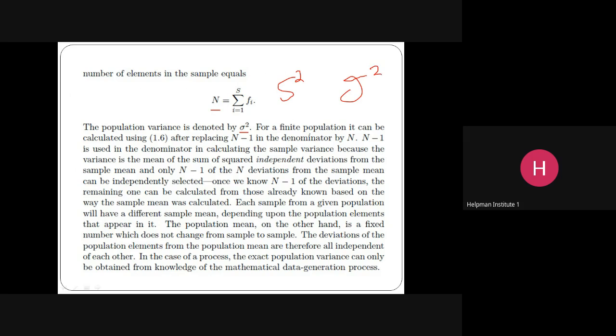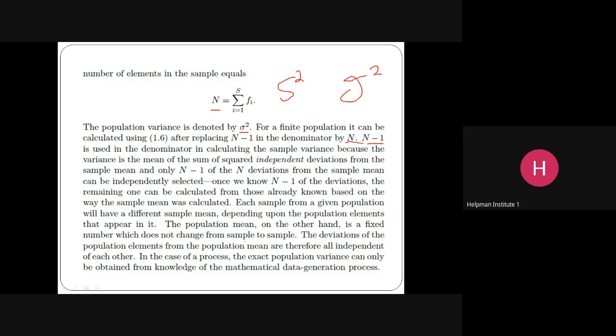Now, for a finite population, it can be calculated using the formula in 1.6, where we replace n minus 1 in the denominator by n. So for the population variance, instead of using n minus 1, we will use n, whereas for the sample variance, we use n minus 1. Those will give us the formula for the sample variance and the population variance respectively.